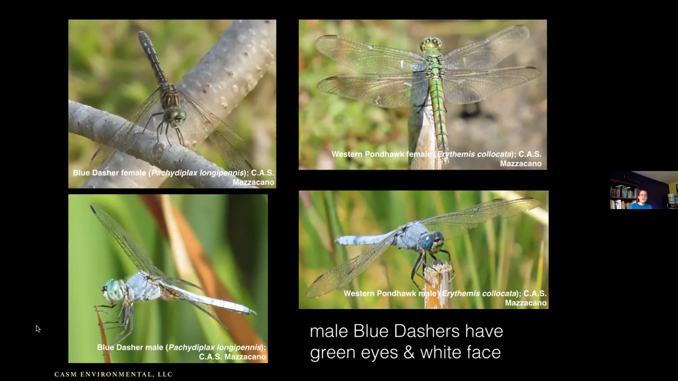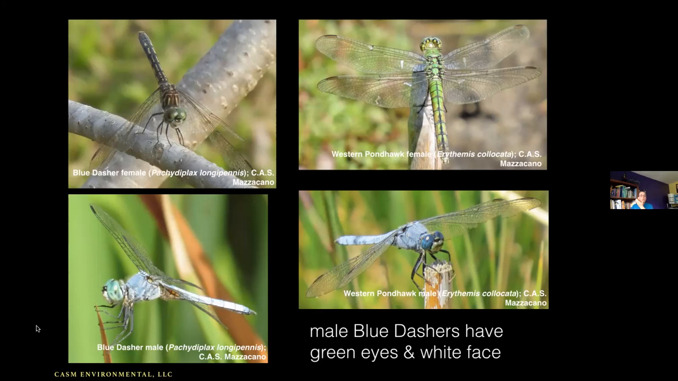The problem comes with the males, because both the male blue dasher and the male Western pondhawk, as they mature, get covered with that pruinosity. And so all that brown background color of the dasher gets colored up, and all that lime green background color of the pondhawk gets colored up. A young male Western pondhawk looks a lot like the female that you see up there. Both of them like to perch. Both of them can be found in exactly the same habitats. But there is a dead giveaway, and you can see it if you look at each of the respective male photos. Male blue dashers have Kelly green, emerald green eyes, and a bright, shiny white face.